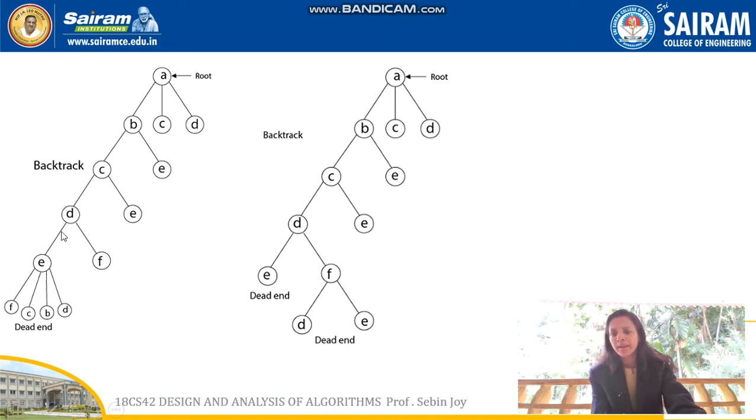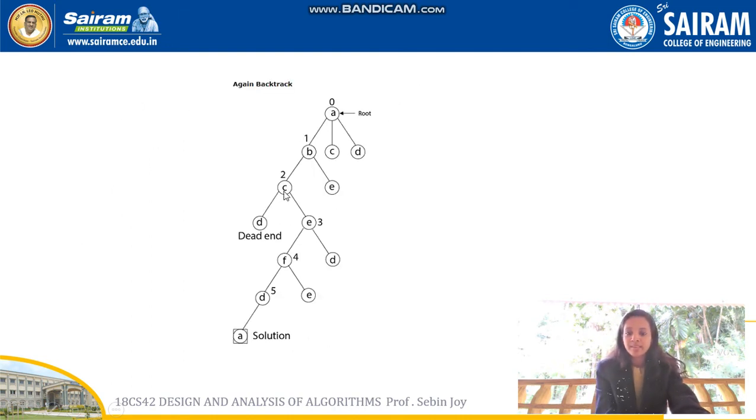Again, if I backtrack here, instead of going to E, I can visit F, right? Now from F, the next options left out are D and E. D is already visited. E is what? A dead end. So again I have to backtrack. Whenever I am backtracking here, from C, instead of moving to D, I am visiting E. Then E has two options to visit, F and D.